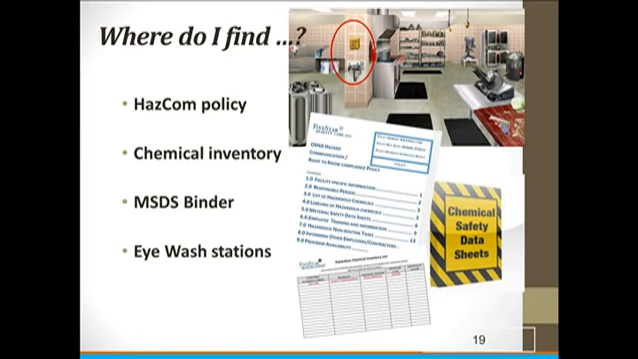It is your responsibility to know where to find these items in your building. Take a moment to discuss with your trainer where you would find them. Locate the HAZCOM policy, the chemical inventory list, the MSDS binder, and eye wash stations.